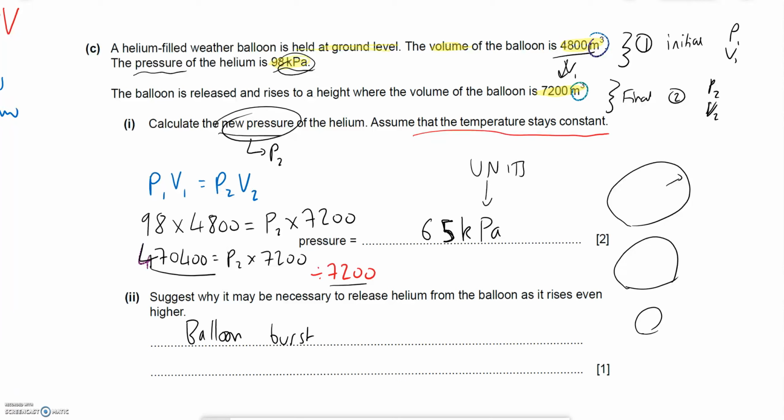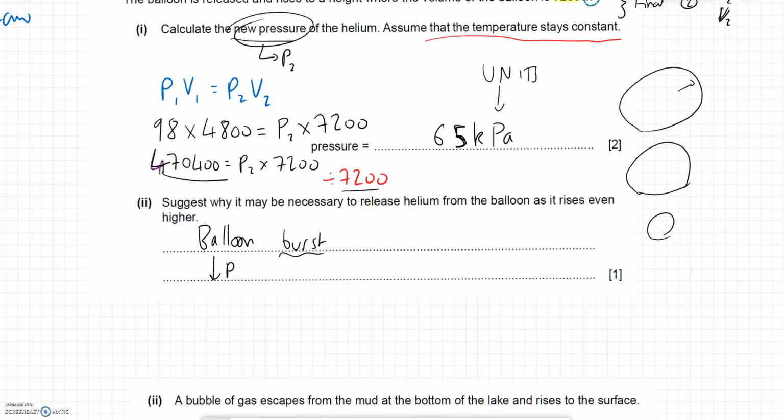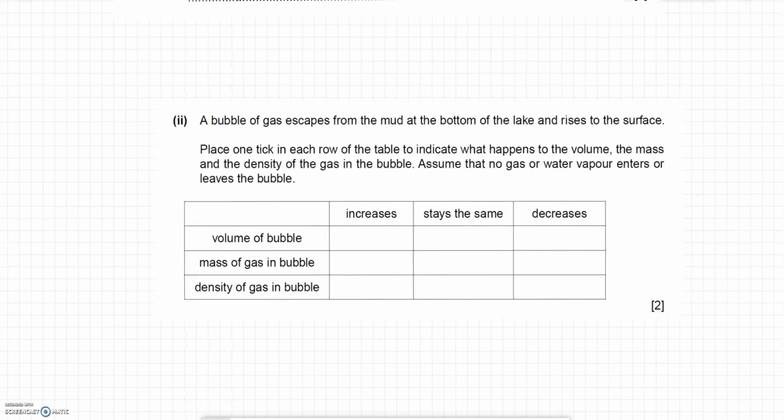By releasing the air, the helium out, that will reduce the pressure and stop it bursting. But all you need to write is the idea that the balloon will burst. Let's have a look at another question related to this.